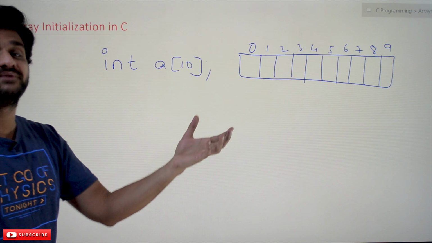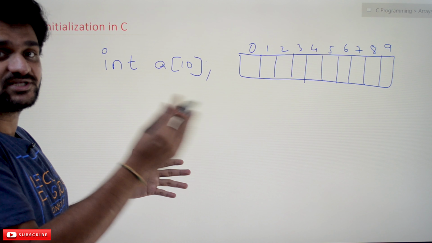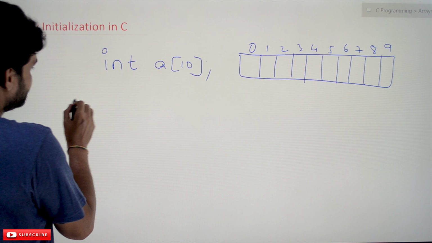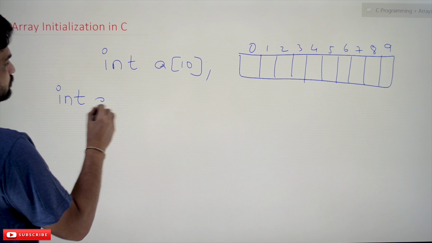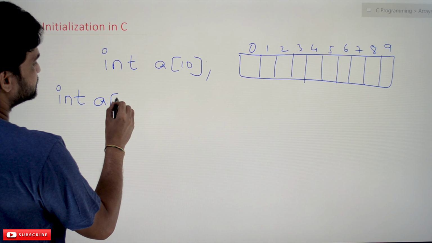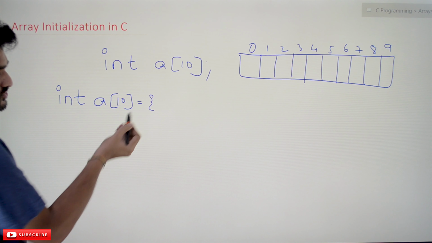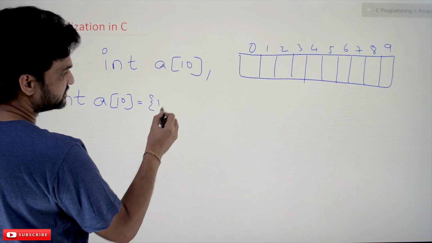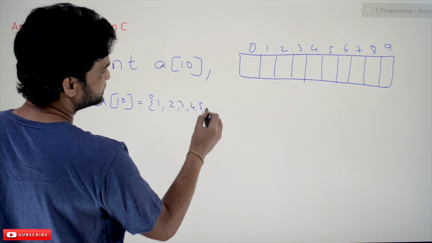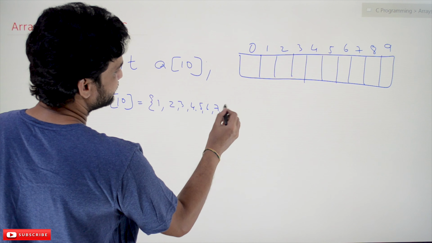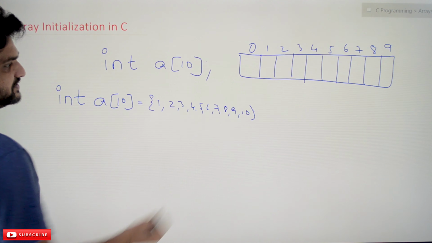How can the elements be initialized in an array? Initialization means that at the time of declaration the values are provided. So this is how the initialization is done. We have to use these flower brackets for initialization: 1, 2, 3, 4, 5, 6, 7, 8, 9, 10. So this is how the initialization can be done.